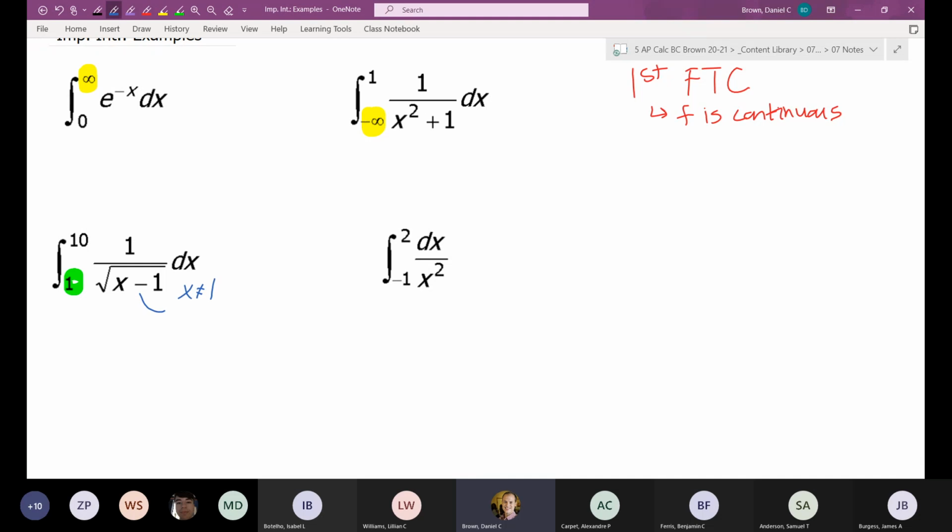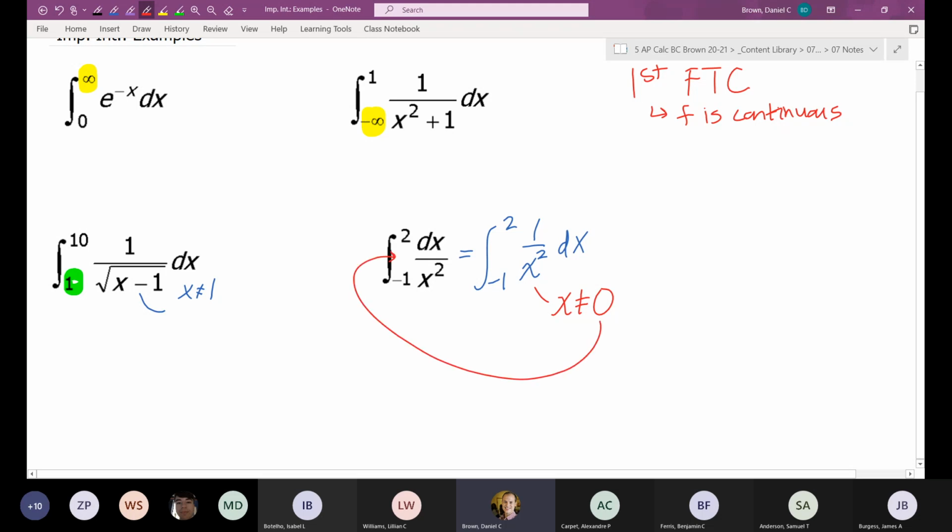This other one, why we have an issue, if I rewrite it so that dx is off to the side, I think it's a little bit more clear. So I have 1 over x squared dx. This one also has a vertical asymptote in it. x cannot be equal to 0. We know that we can't divide by 0. But 0 is included within the interval from -1 to 2. So there are some issues in this one where it's not continuous on that region. So we would consider those to be improper integrals.